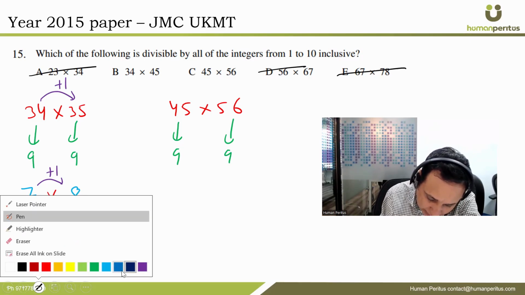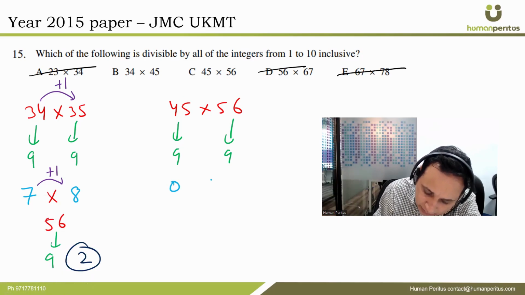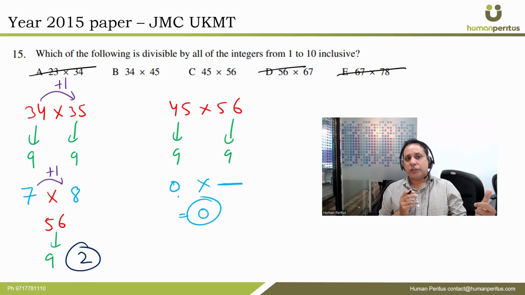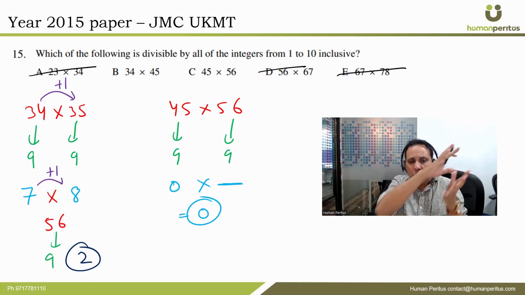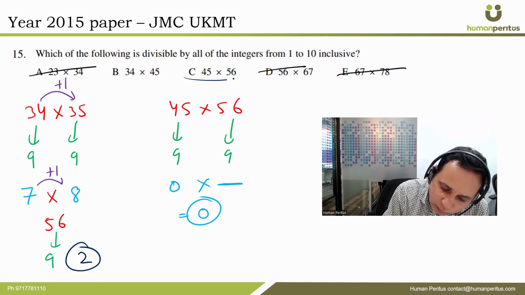And now let's check the other pair also. It is perfectly divisible. 9 into 5, 45. So remainder is 0. Anything multiplied by 0 is going to make it 0 only, and we have solved this question. What we wanted to find out, we want to eliminate all the options. Okay. So C will be the number which will divide all numbers from 1 to 10.